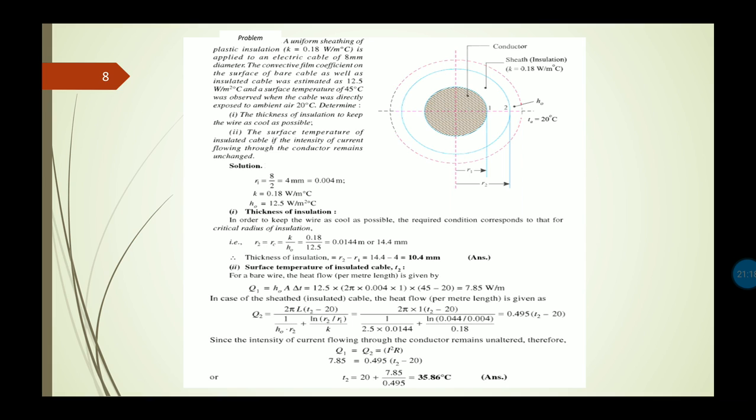So this is another method to solve for the thickness of the insulation and the surface temperature of the insulated cable. So we need to remember the formula of the critical thickness and the formula for the heat flow for a cylinder or sphere. Let us move to the next numerical.